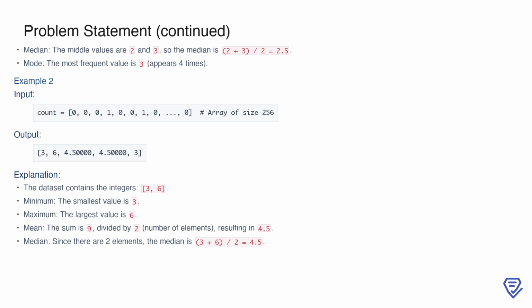Next, we calculate the median. Since the dataset has an even number of elements, the median is the average of the two middle values. Here, the middle values are 2 and 3, so the median becomes (2 plus 3) / 2, which equals 2.5. Finally, the mode is determined by finding the most frequently occurring value. In this case, 3 appears 4 times, which is more than any other number. Therefore, the mode is 3. The output for this example is the array 1, 3, 2.37500, 2.50000, 3, representing the minimum, maximum, mean, median, and mode, respectively.